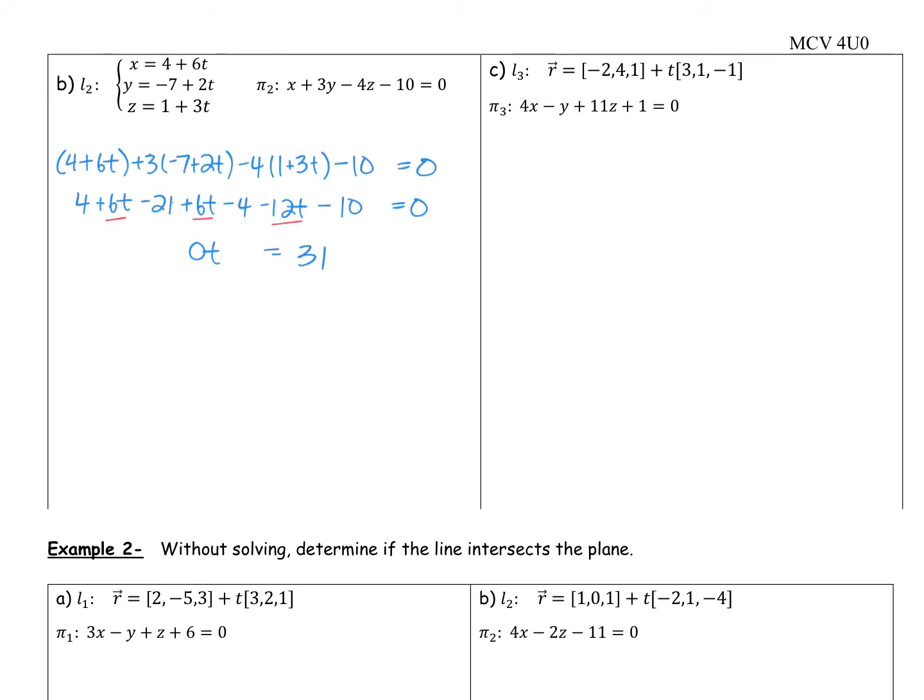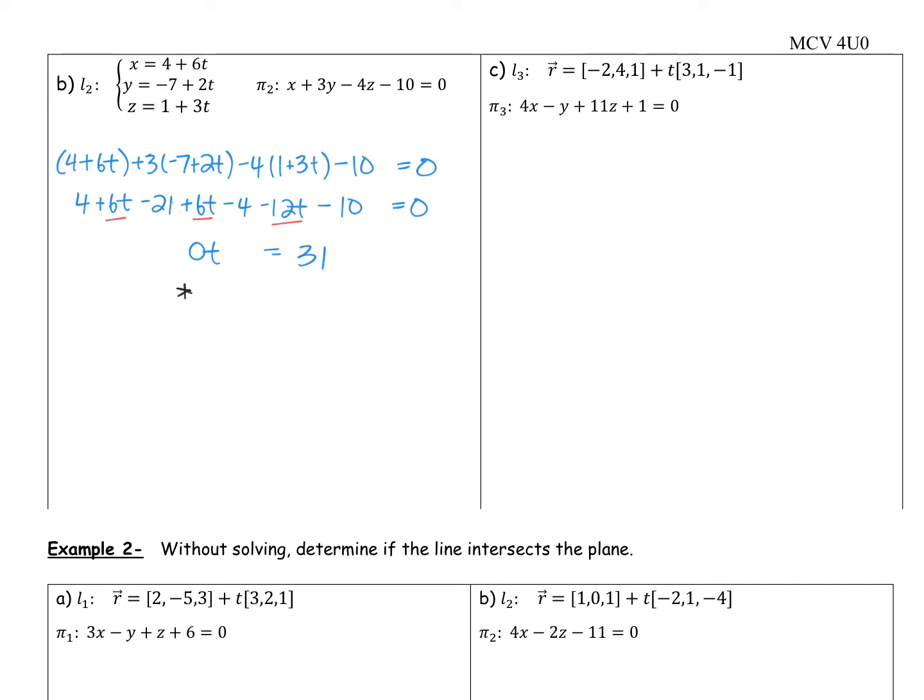Taking a look at what you got for B, I hope that when you used the method and substituted the parametric equations of the line into the plane, you solved and got 0t equals 31. You've seen this whole scenario before, and this always means no solutions, right?